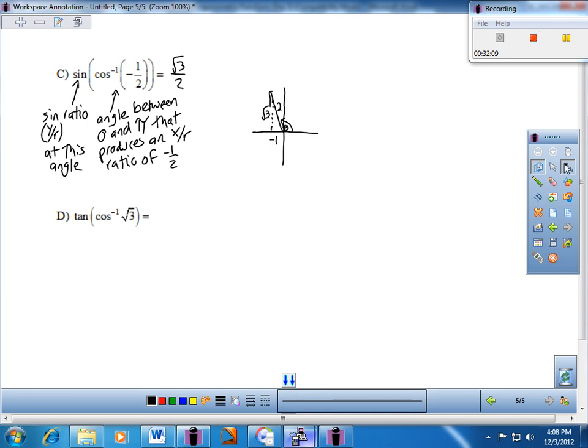Last one, everybody. Tangent inverse cosine of square root of 3. Let's take a look at this piece right here. And so 0 to pi for inverse cosine. And let's see, x to r. So I'm getting an x to r ratio of √3, so it's got to be positive. So I'm just going to draw a first quadrant angle there. So this would be √3. This would be +1. And then watch what happens here, by the way. Of course, we would find that angle, and then we would take the tangent ratio for this angle.